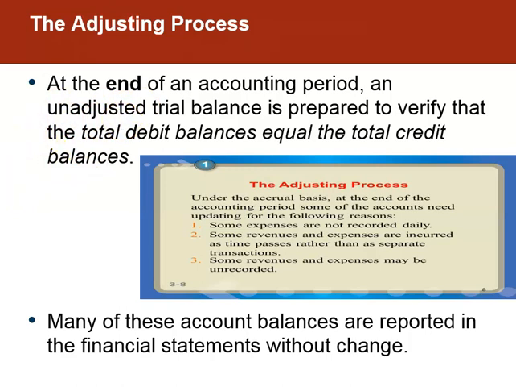Okay. Now, the answer to that is yes, we will. But looking at some of these accounts, it says many of these account balances are reported in the financial statements without change. What that means is that the total on the unadjusted trial balance is going to be the same total on what we're going to be doing in this chapter, an adjusted trial balance, and maybe even the same on what's called a closing trial balance, which we're going to get to next chapter.